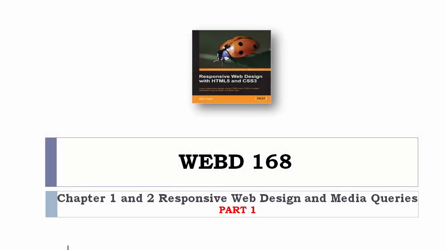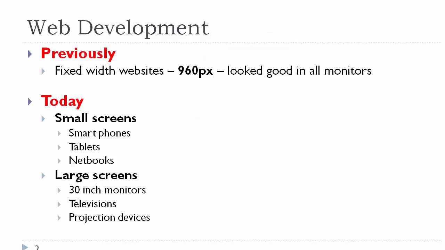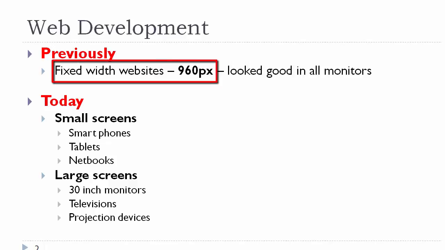In this video, we will cover some of Chapter 1 and all of Chapter 2, focusing on the beginning of responsive web design. In the past, we developed websites at a fixed width size, and the most common size was 960 pixels. That looked good in all monitors. Therefore, the larger monitors would see it and have some space around the right and left sides, and the smaller monitors would generally accommodate it almost 100%.